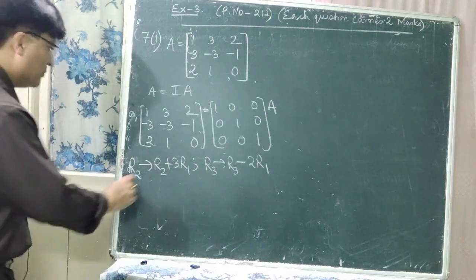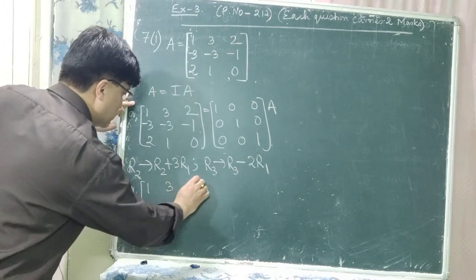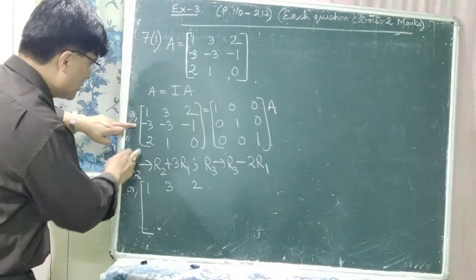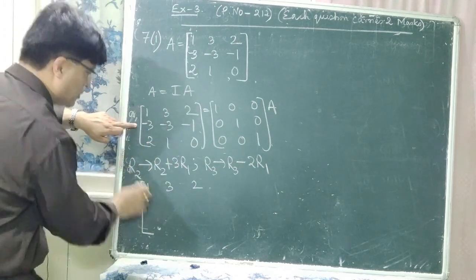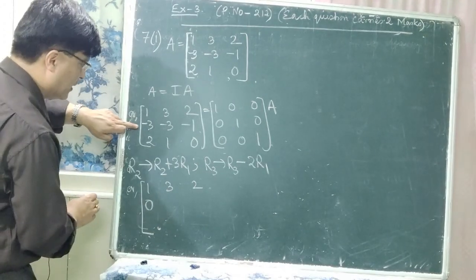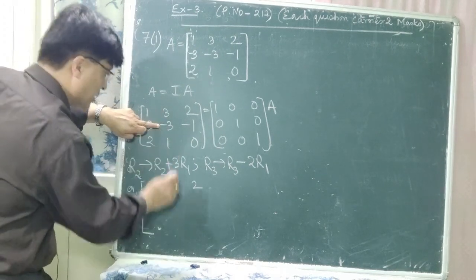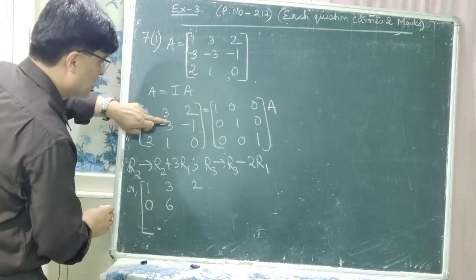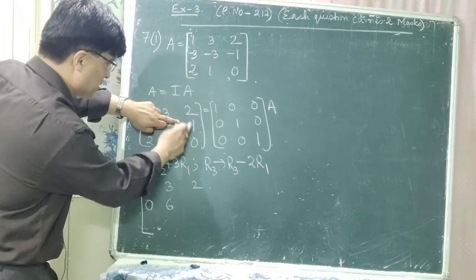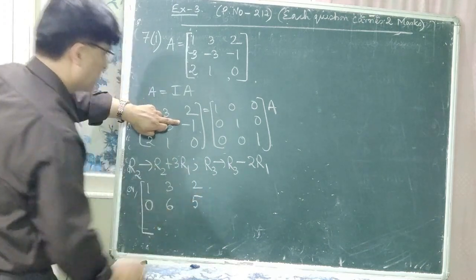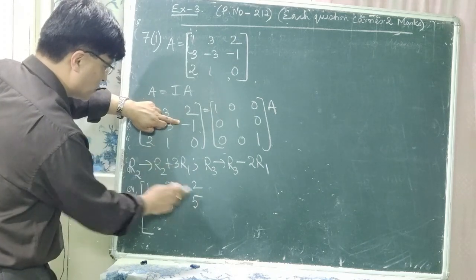So let us use this property now. The first row remains the same, that is 1 3 2. Now how does the second row change? R2 means minus 3 plus 3 into 1, minus 3 plus 3 is always 0. Then this is also changing. Minus 3 plus 3 3s are 9, 9 minus 3 is 6. Then comes minus 1 plus 3 2s are 6, 6 minus 1 is 5. Is that clear to all of you?